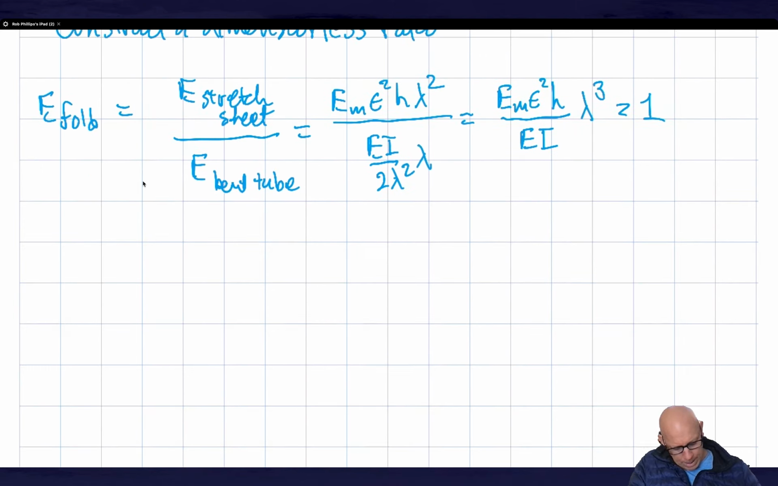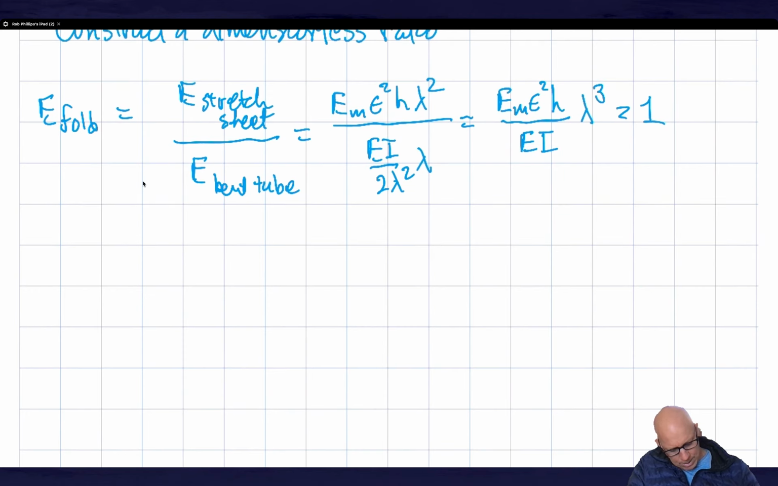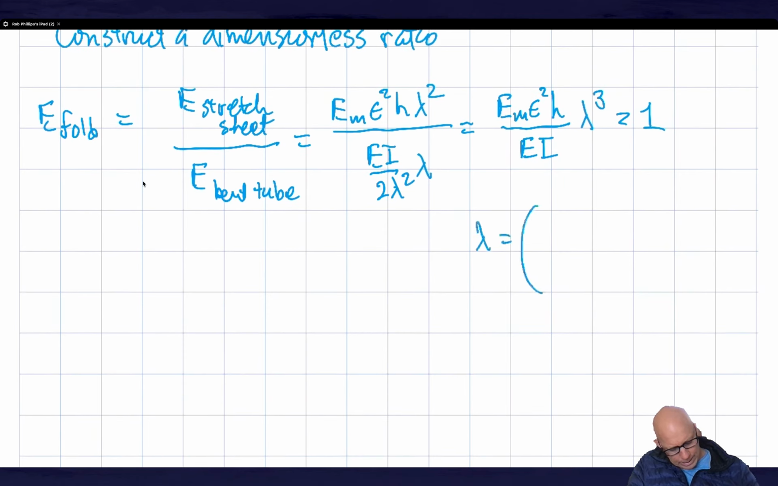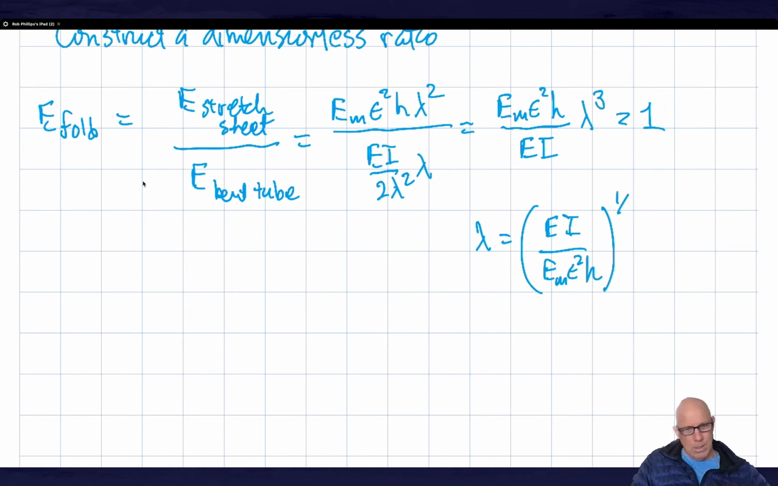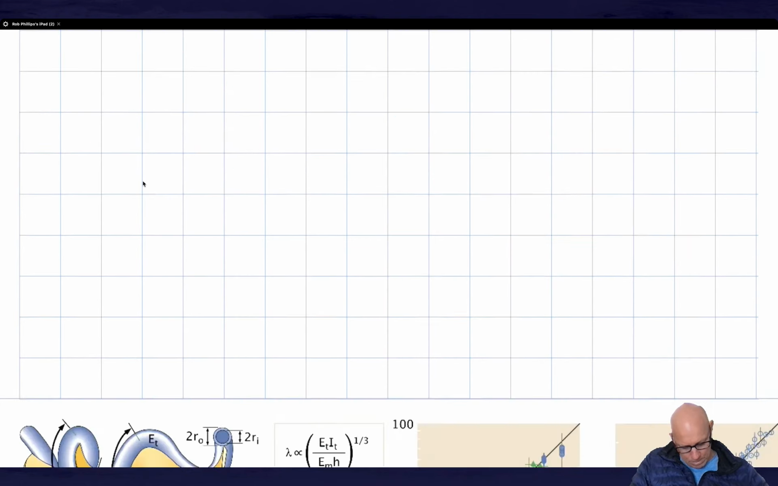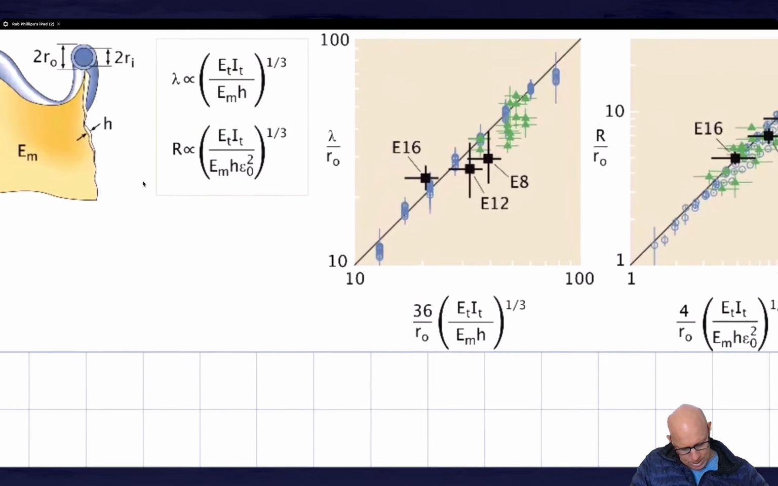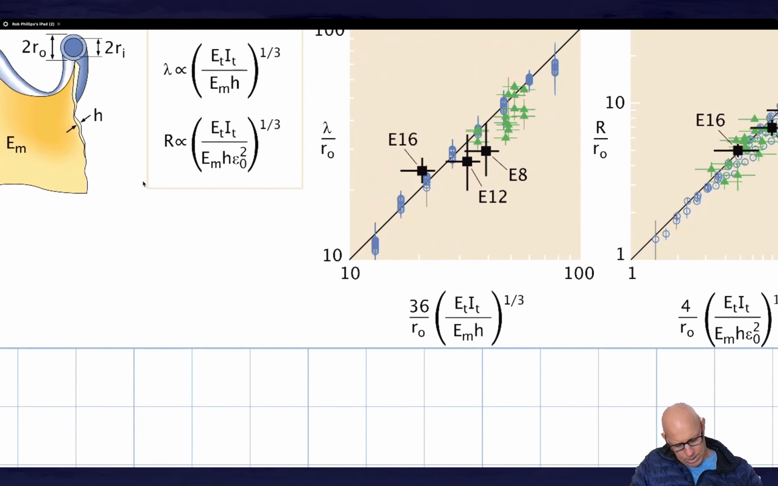So at any rate, I make this argument, and this tells me that lambda goes like E times I over EM epsilon squared H, to the 1/3 power. That's the essential scaling argument that they made, and you can see here that this quantity is precisely the thing that I'm talking about. The strain is no longer in there. That's dimensionless, remember.